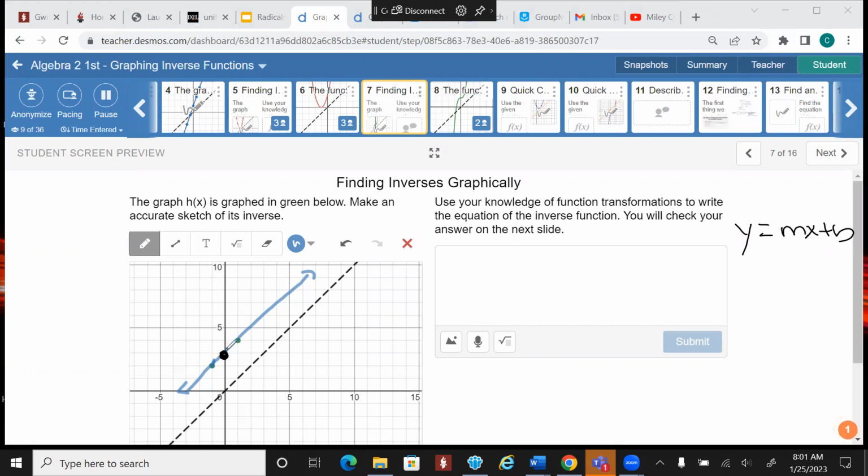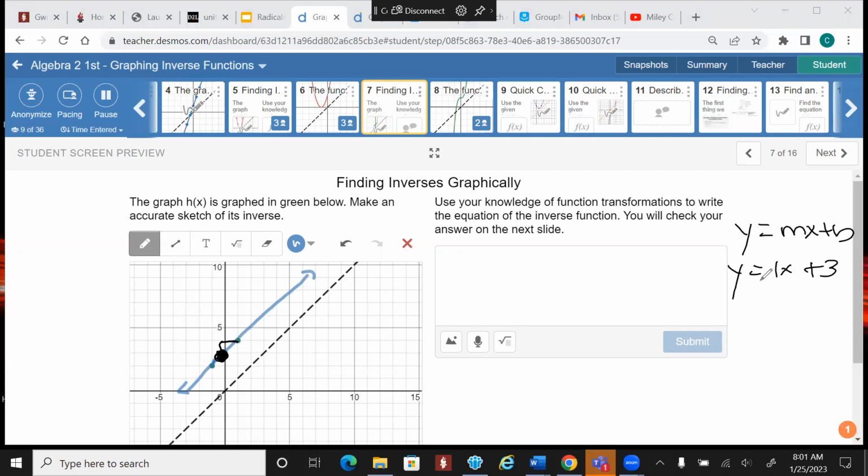Where does it cross the y-axis? That's 3. Okay, and then what's the slope? Well, from this point to this point, we went up 1 and over 1. So this is going to be 1x. So we got y equals 1x plus 3.